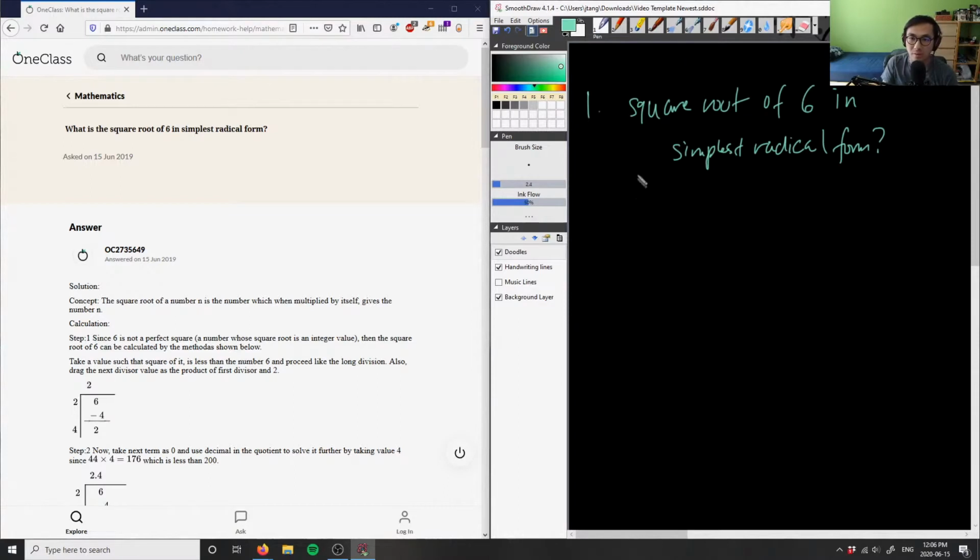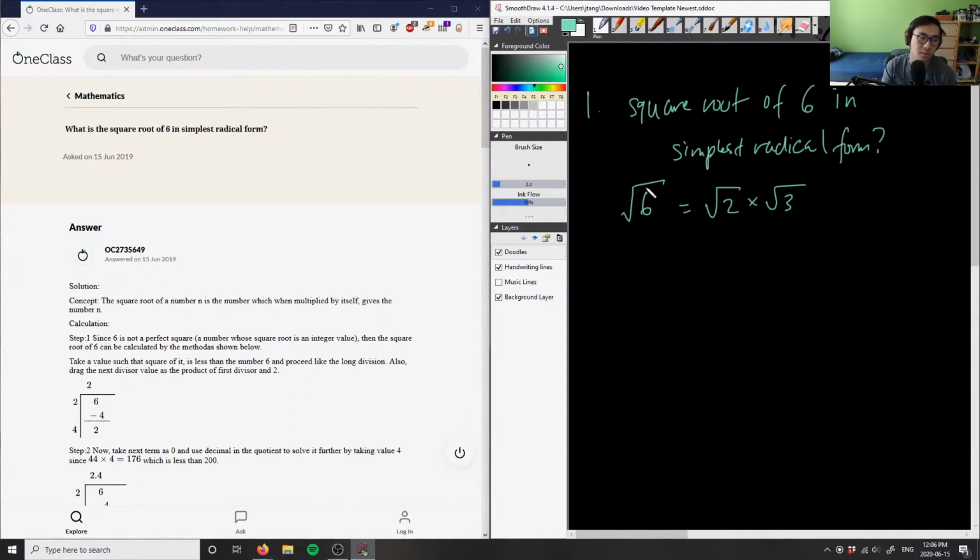So what we have here is we want the square root of 6. So we're going to draw the square root sign and put the 6 underneath. And what they want us to do is to calculate the simplest radical form. Well, in this case, if you take out the factors of 6, we know that 2 goes into 6, and 2 times 3 is going to equal 6, right?